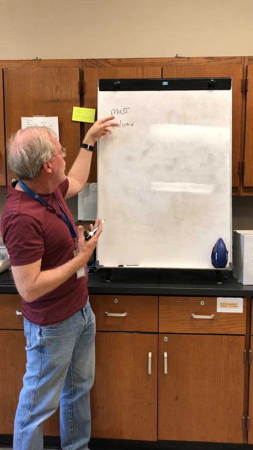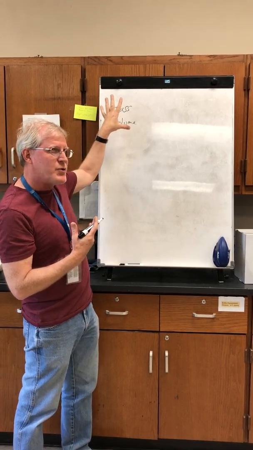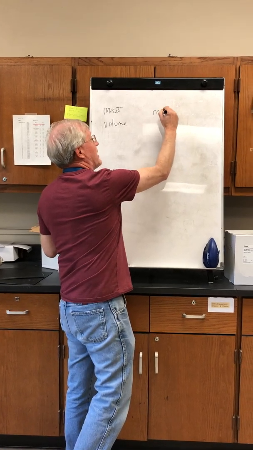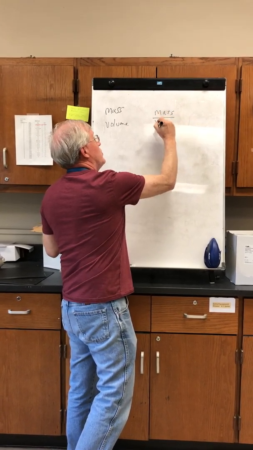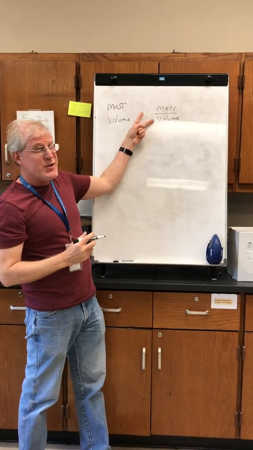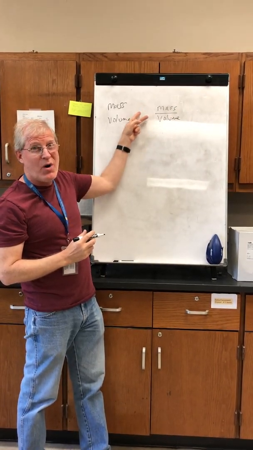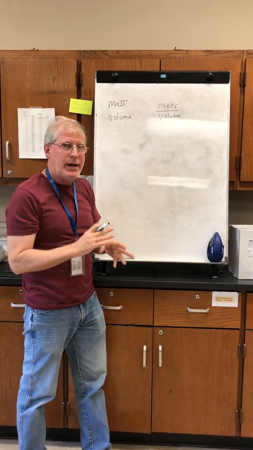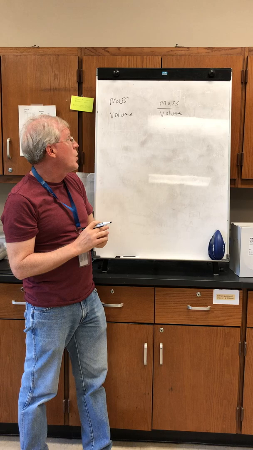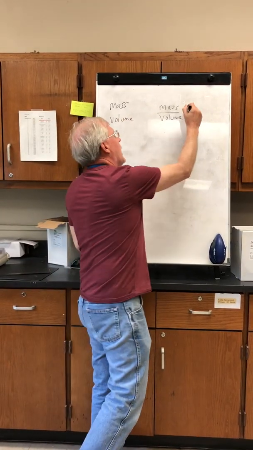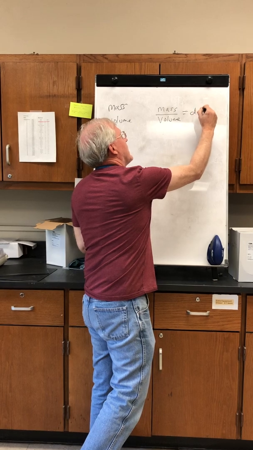But what really wasn't quite understood was the fact that the ratio of mass to volume, if you have a pure substance, is actually a constant, assuming that temperature doesn't change or pressure doesn't change as well. So this ratio of mass to volume is a constant, and we define that as density.